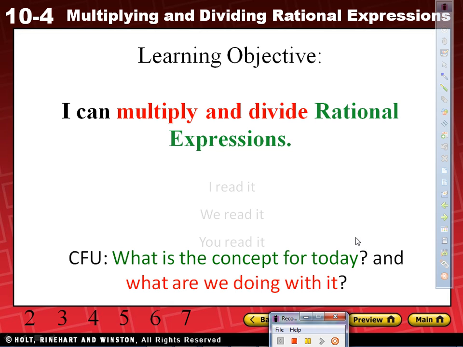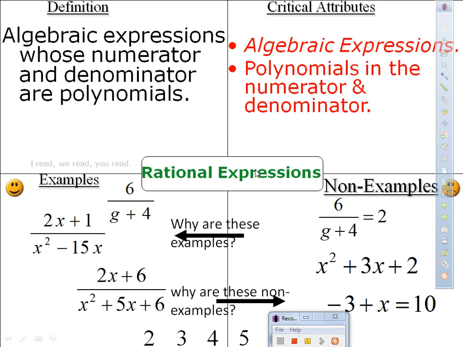Okay, so once again, I can multiply and divide rational expressions. So we already know what rational expressions are, right? Yes, Mr. Q. Good. So we covered rational expressions before. We know that they are algebraic expressions that have polynomials in the numerator and denominator. I gave you guys examples and non-examples, and we said they have to have a numerator and denominator with polynomials.